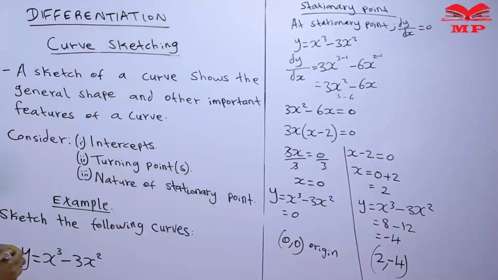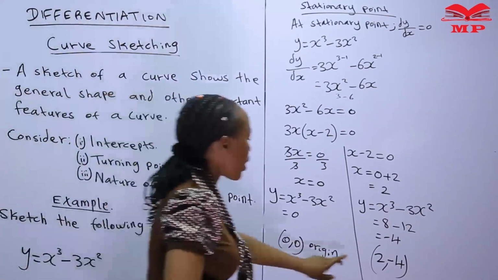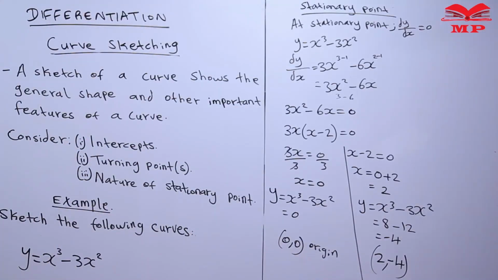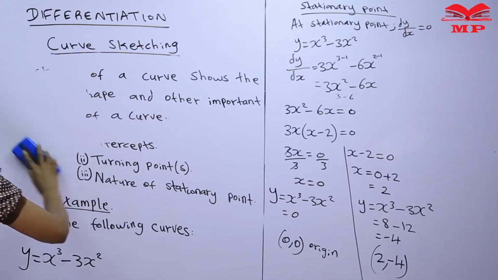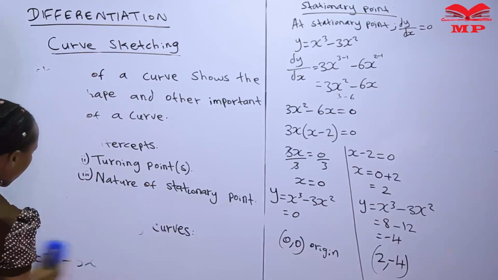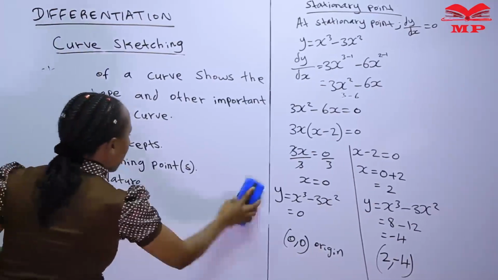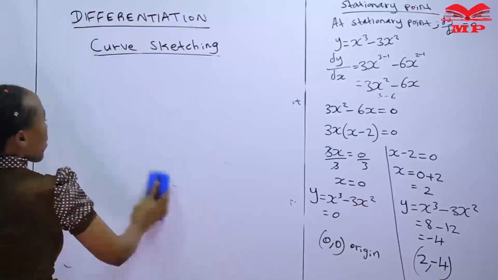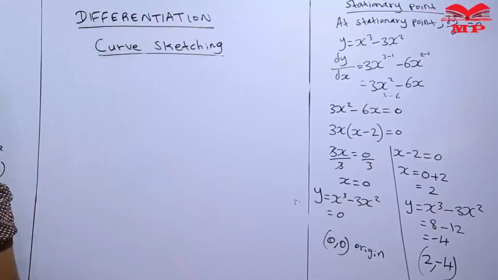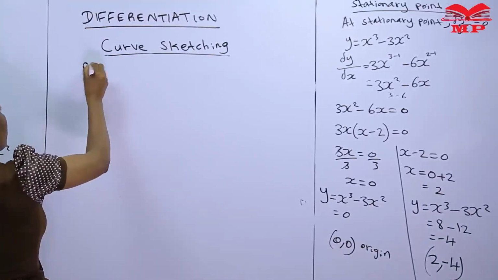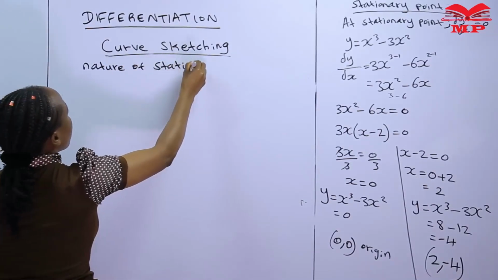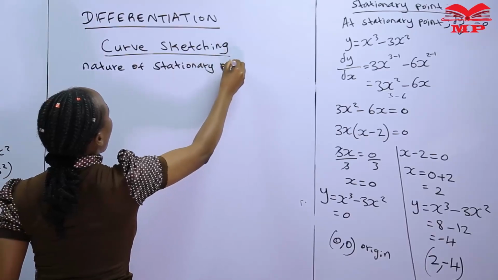Then now, after getting the stationary point, we have the stationary point and another stationary point. Finally, we look at the nature of the stationary points so that we can now be able to sketch the curve. There are 2. In our case, we have 0, 0, and we have 2, negative 4. So we come and now get the nature of the stationary points.